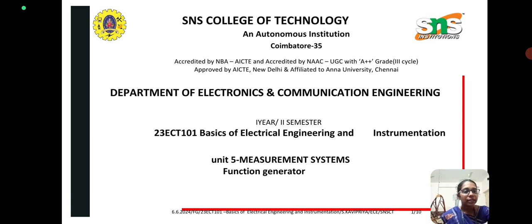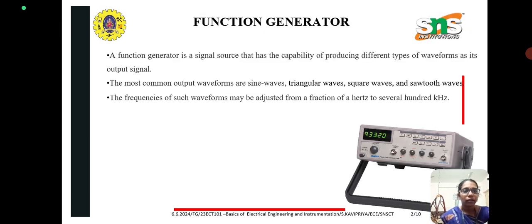Today I am going to discuss the topic function generator. So what is a function generator? A function generator is a signal source that has the capability of producing different types of waveforms as its output signal. The most common waveforms produced by this function generator are sine wave, triangular wave, square wave and sawtooth waveform. The frequencies of these waveforms can be adjusted from hertz to several hundred kilohertz.